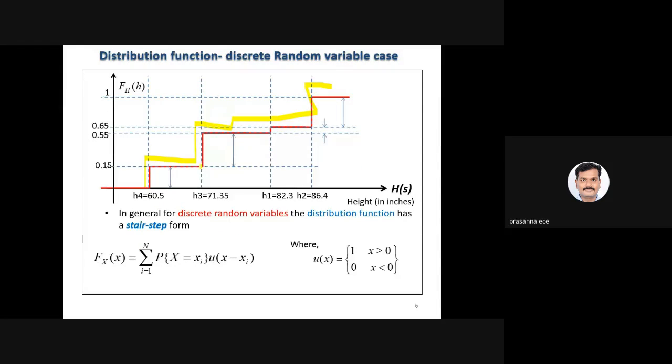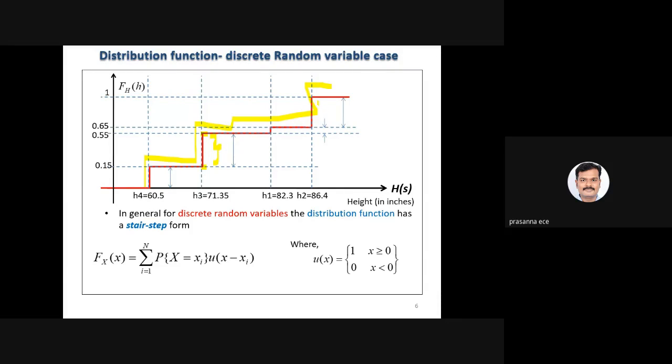What do we mean by discontinuity? Just below h3, for values less than h3, the value is 0.15. For values greater than h3, the graph immediately jumps to the value of 0.55. These are called discontinuities or jumps. It is also called staircases.